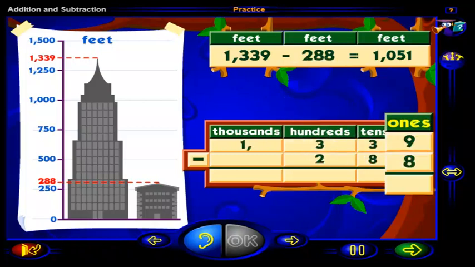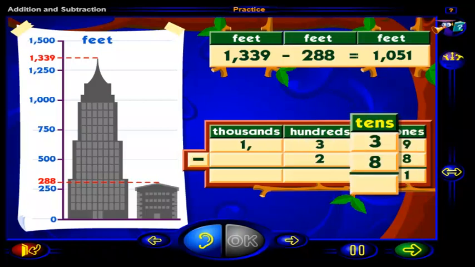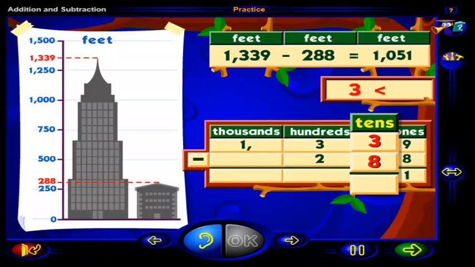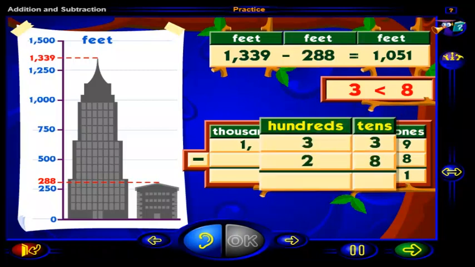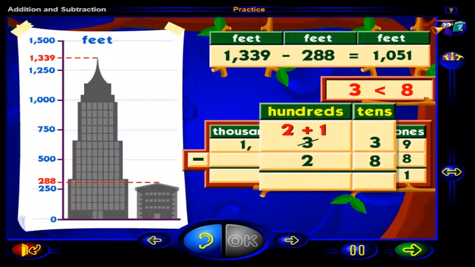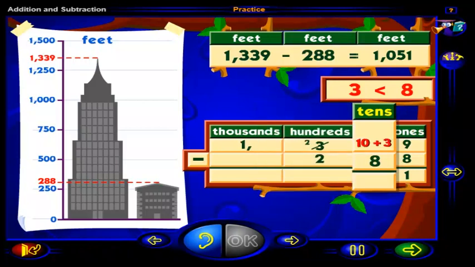In the ones place, 9 minus 8 is 1. In the tens place, 3 is less than 8. So, to subtract, we need to regroup from the hundreds place. 3 hundreds can be rewritten as 2 hundreds plus 100. And 100 can be regrouped as 10 tens. 10 plus 3 equals 13. And 13 minus 8 is 5.